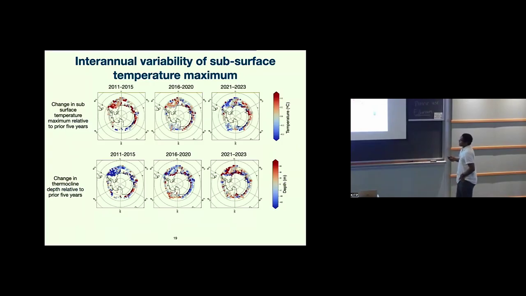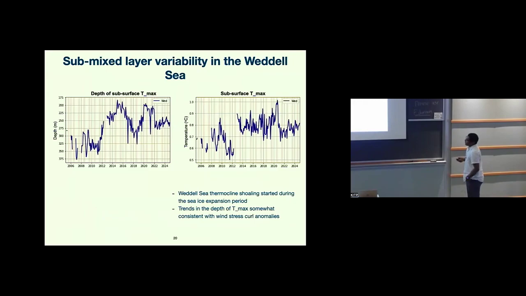And so that continued through 2016 to 2020, a little bit less so. And then in more recent years, the thermocline trends have sort of reversed a little bit, right? And so if you zoom into the WedLC and look at the temporal variability, this is now showing a time series of the depth of the subsurface temperature maximum, and on the right is the actual Tmax. And highlighting here just the ice expansion, ice retreat period.